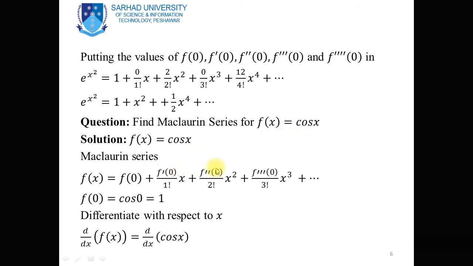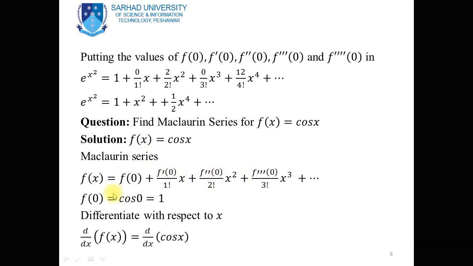So dear student, you see over here, this is actually the Maclaurin series for the function. To calculate the function value at x = 0, the first order derivative at x = 0, the second order derivative at x = 0, and the third order derivative at x = 0. And putting all these terms, we will obtain the Maclaurin series, and this is very simple.